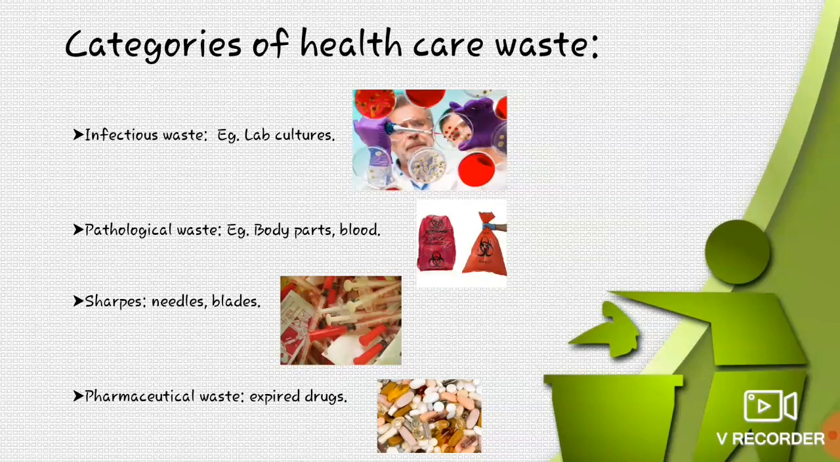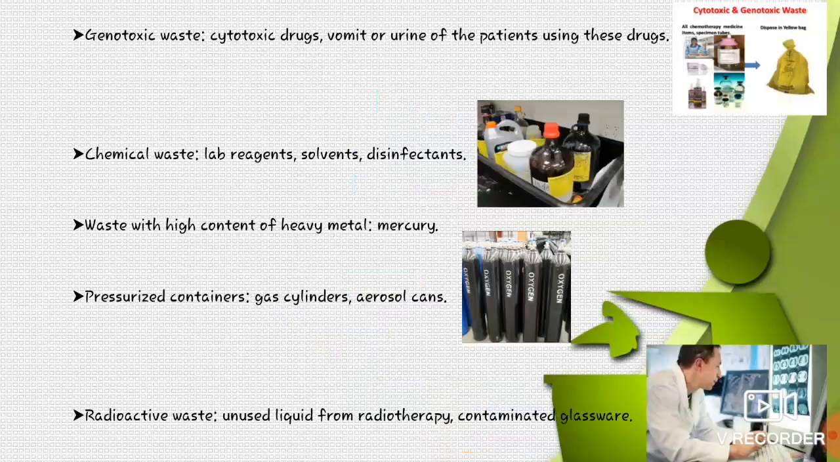Healthcare waste can be divided into various categories such as infectious waste, which has lab cultures; pathological waste such as body parts and blood; sharps, which include needles, blades, or even broken glass; pharmaceutical waste such as expired drugs; genotoxic waste such as cytotoxic drugs or even the vomit or urine of patients using these drugs; and chemical waste such as lab reagents, solvents, disinfectants, etc.